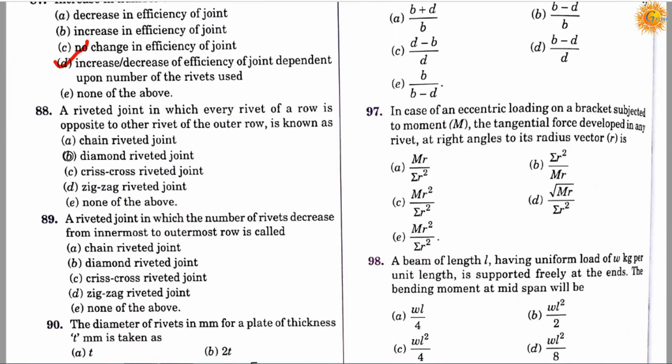Question number 88. A rivet joint in which every rivet of a row is opposite to other rivet of the outer row is known as. Option A chain rivet joint, option B diamond rivet joint, option C is a crisscross rivet joint, option D is a zigzag riveted joint, option E is none of the above. Correct answer is A. It's a chain riveted joint. Question number 89.